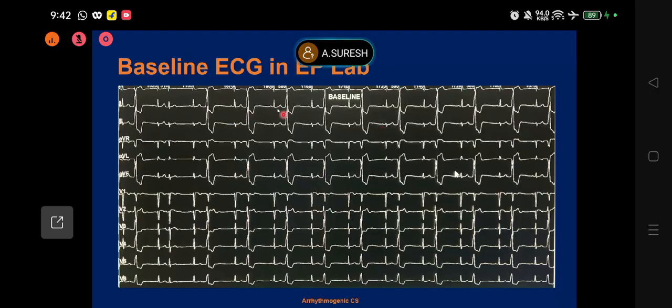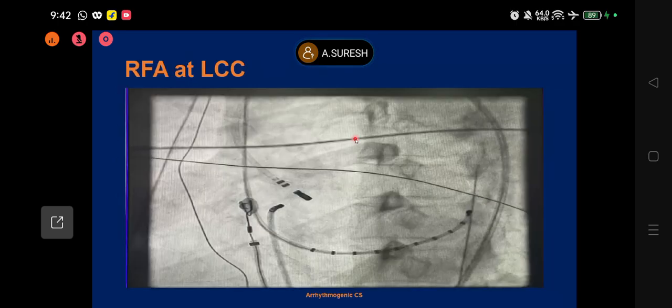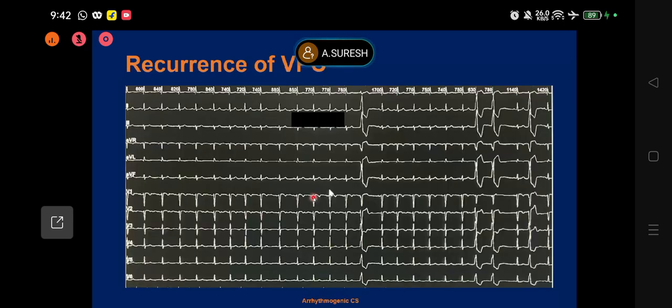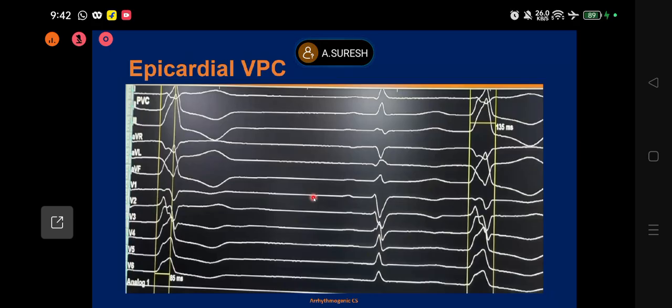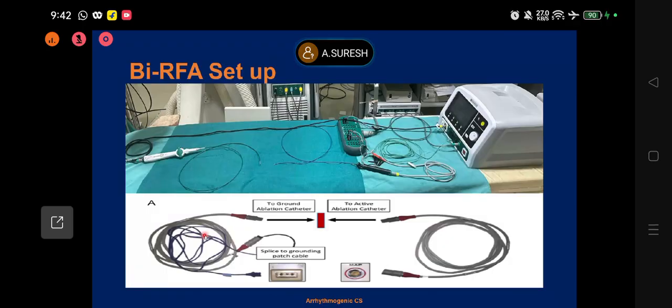So this is an EP study showing the VPCs, ventricular bigeminy, and baseline ECG. Then based on activation mapping, we could see it was near the left coronary cusp, and we tried ablation, but it was not going, and then there was recurrence of VPC. Then we did the MDI, and MDI was more than 0.55. So we thought it's epicardial origin, and then we put the catheter in the coronary sinus. When we did ablation in the coronary sinus, it used to go away and again come back. Then we thought that it could be intramural VPC.